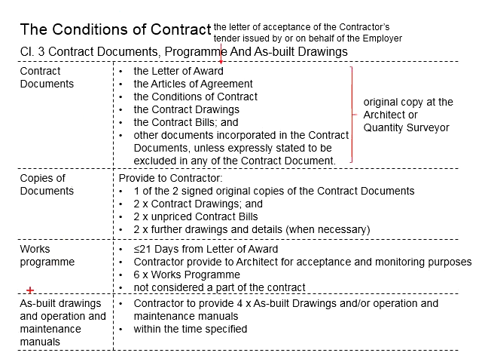Next is about the as-built drawing and operations and maintenance manual. This information needs to be provided by the contractor. In total, 4 sets are to be provided within the time specified.